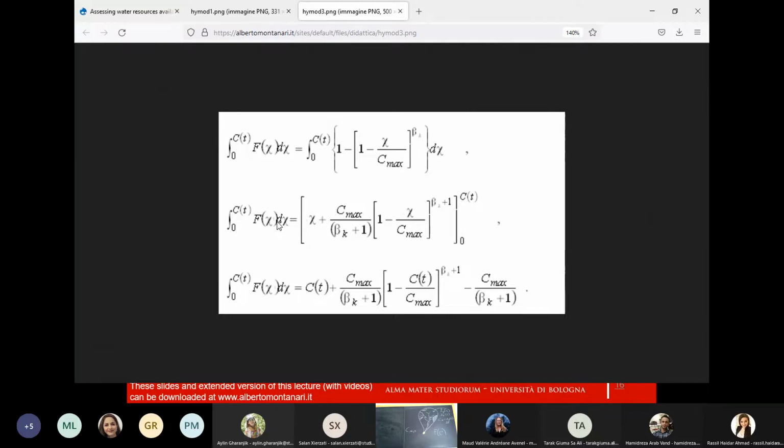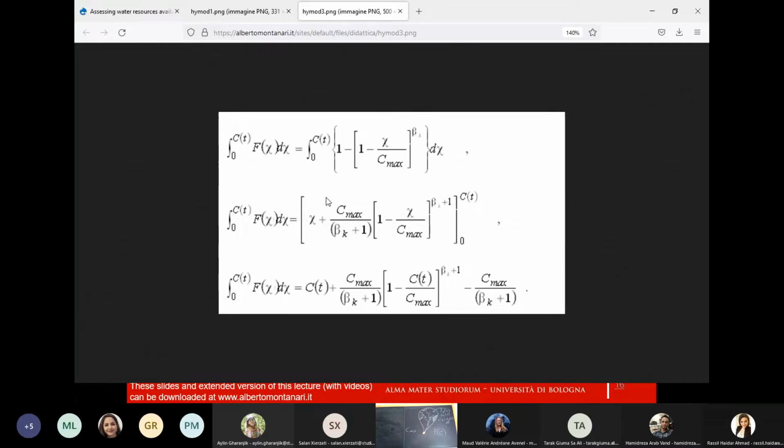The left-hand side is just copied from the first line. Now look at the middle line. It's given by the integral of 1 in dC, which is C. Very good. Plus the integral of 1 minus C divided by C max to the power of beta k, which is given by C max divided by beta k plus 1, which multiplies the same quantity between square parentheses, and now the power is beta k plus 1.